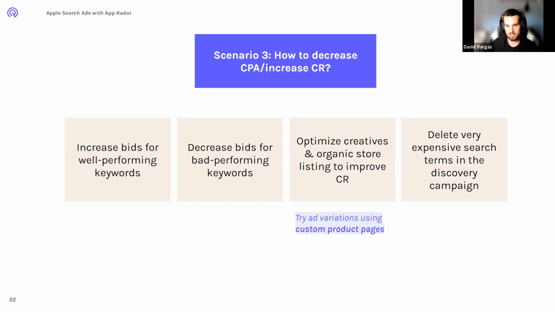So decrease the bids that are not performing fine. And optimizing the creatives, I would say that it's now a very important topic in ASA since they introduced the custom product pages. This allows us to optimize the experience of the user, and therefore the conversion rate will improve much more. And as the last point, obviously delete directly, with no doubt, the super expensive search terms in the discovery campaign.